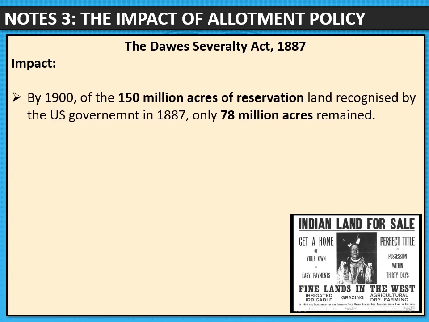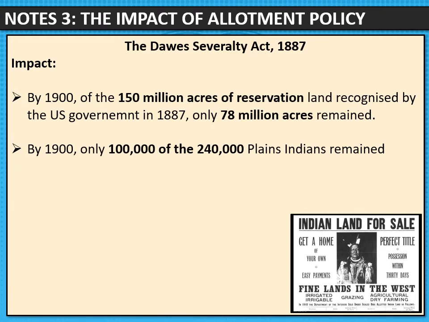There was a huge loss of land due to the Dawes Act as well. As you can see here, by 1900, only 78 million acres of land that Native Americans had remained, and that was down from 150 million acres 13 years previously.